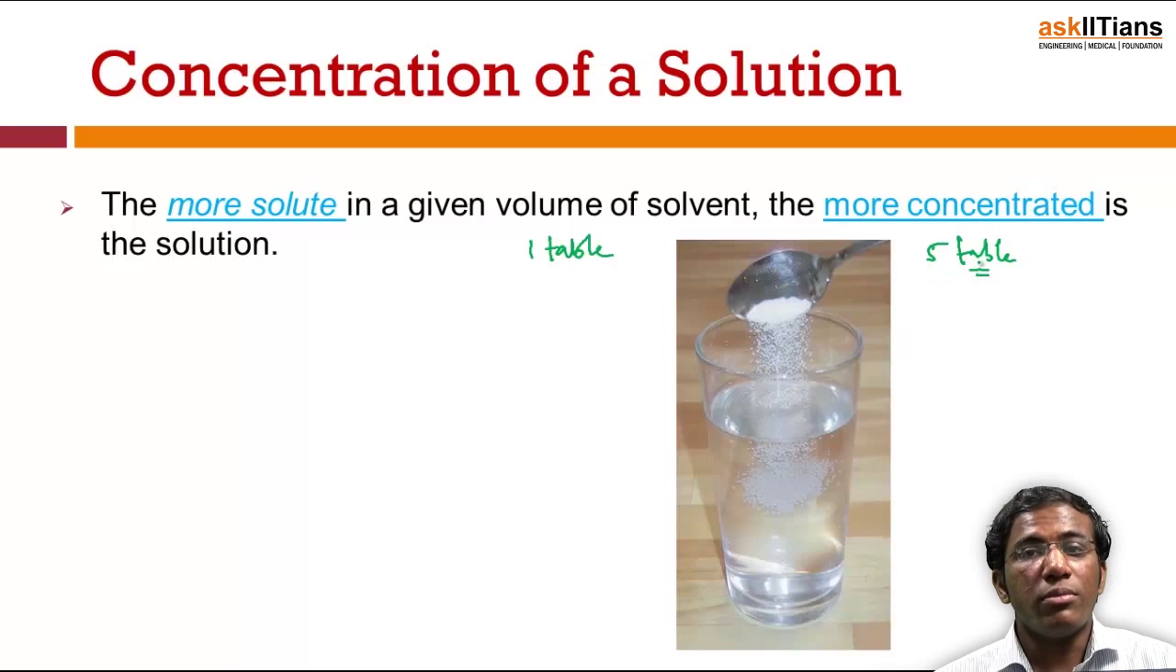Here the one that is formed from 5 tablespoons is more concentrated, because it contains more amount of solute in a given volume of solvent. The volume of water I have taken is the same, 100 ml. So which one is going to contain more amount of solute? Obviously the 5 tablespoon salt solution. Then we say that this is more concentrated, and this is less concentrated. The concentration is basically the amount of the solute present in a solution.